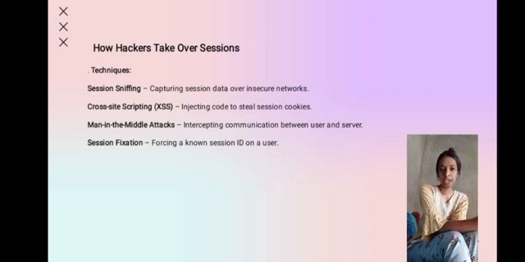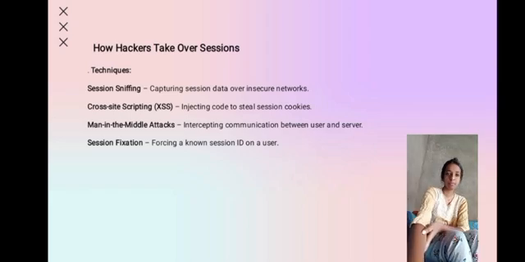The third technique used by hackers to take over a session is the man in the middle attack. And the last one is session fixation, which means forcing a known session ID on the user. Using all these techniques, the hackers can take over the session for session hijacking.